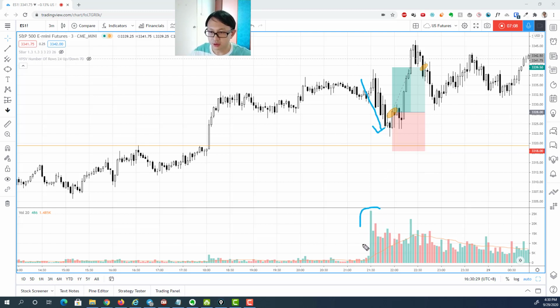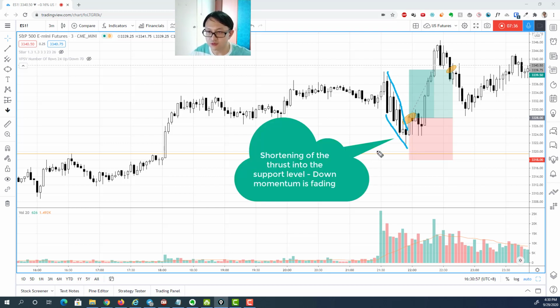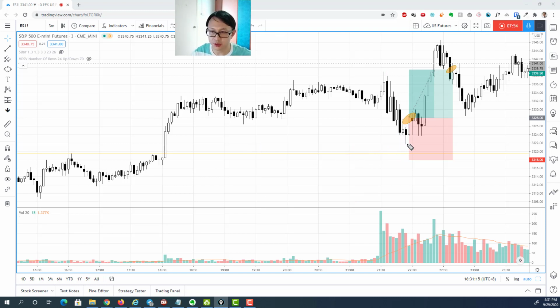So this downswing alone happened during probably the first half an hour. By diving into this downswing, we can see that there is a bit of shortening of the downward thrust. It might not be very obvious to you, but especially if you compare these two bearish bars, the last one is a hammer, and this bearish bar here is quite a straightforward bearish bar. You can see that the thrust to the downside is getting shorter. So there's definitely shortening of downward thrust, suggesting that the down momentum is fading.